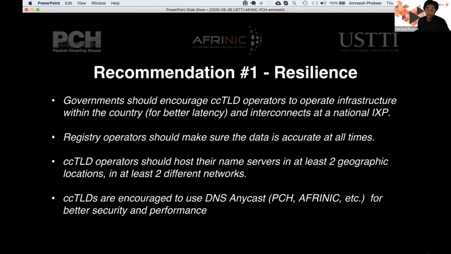I mentioned BCP16, which recommends that you have at least two operating name servers in geographically and topologically different places. And of course, we would encourage ccTLD operators to get on board with the DNS and NICOS programs that PCH and AFRINIC are offering for better security, resilience, and performance as well.